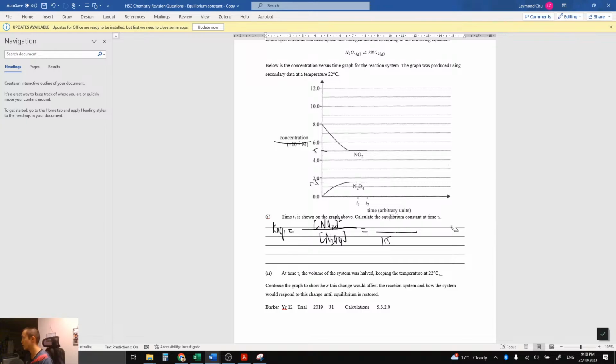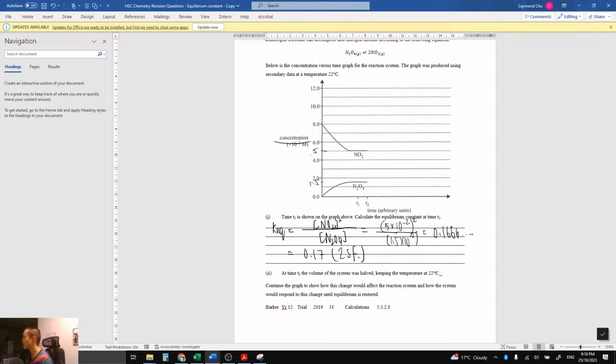The units of the concentrations are times 10 to the negative 2. So we need to do 5 times 10 to the negative 2, all squared, over 1.5 times 10 to the negative 2. What does that equal? That equals 16.66... Now we can round that off to two significant figures, so 17. Again, unitless, but we want to state how many sig figs we used.